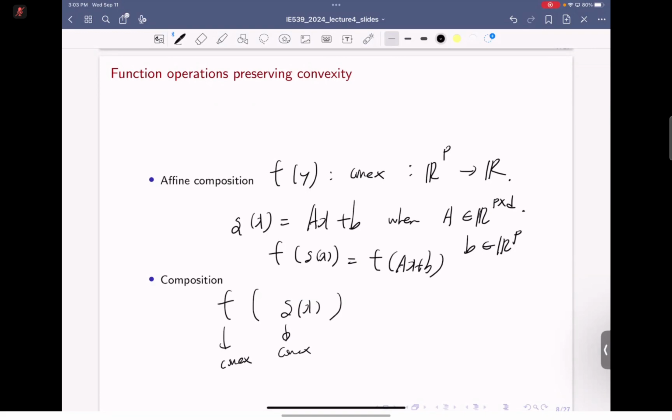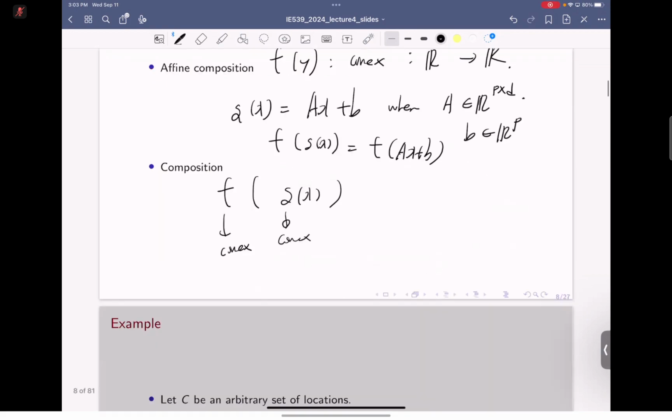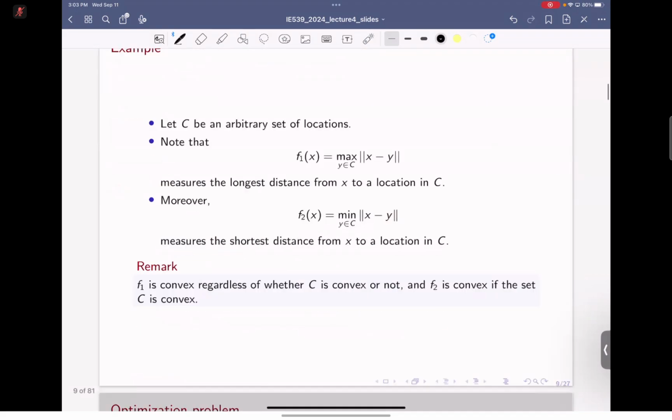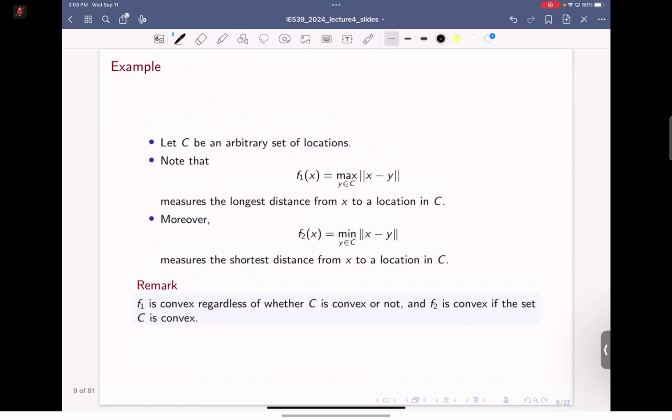Any question? Okay, then let me give you 3 minutes to argue that these two functions are convex. These are related to something called facility locations. These are two types of distance functions, and I want you to argue that these are actually convex.